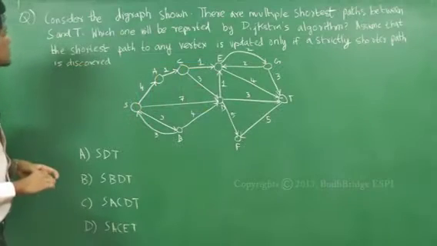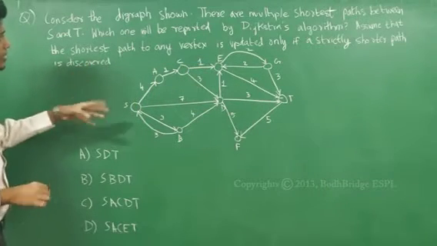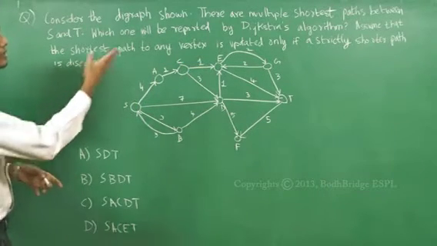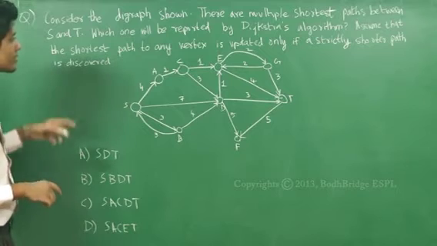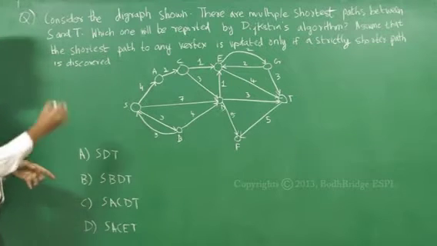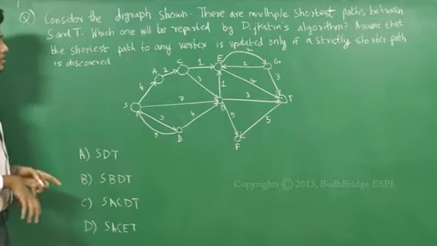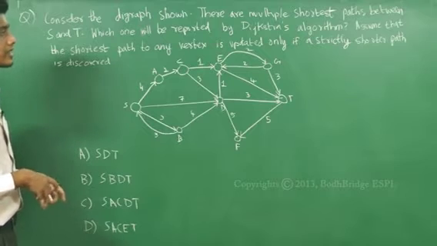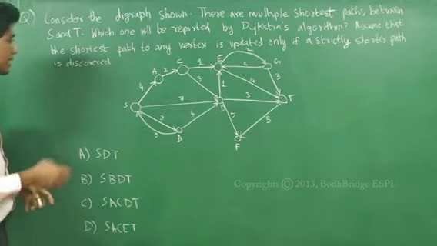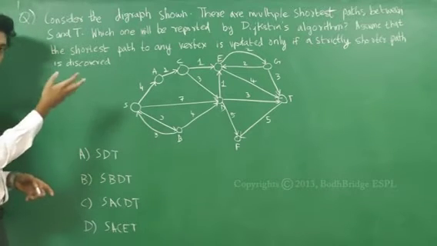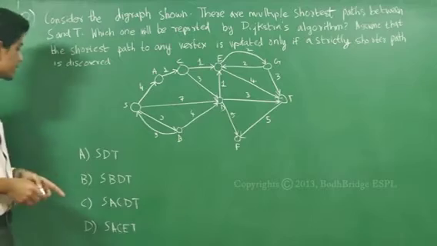The question is, consider the digraph shown, a directed graph. There are multiple shortest paths between S and T. Which one will be reported by Dijkstra's algorithm? Assume that the shortest path to any vertex is updated only if a strictly shorter path is discovered. So if you discover two paths are of the same length, it is not updated.